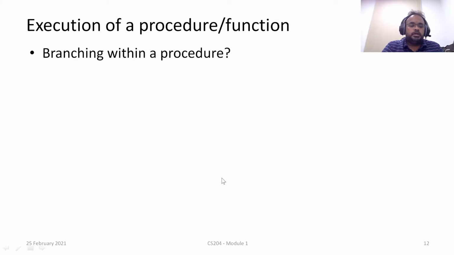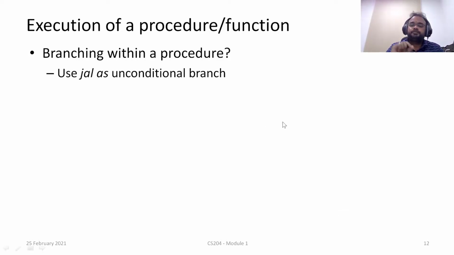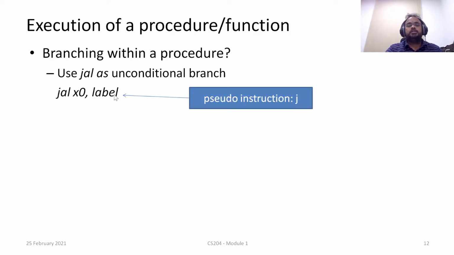Now, if we want to branch within a procedure, we have seen the conditional branches, right? Based on a condition, we jump to some location or we continue our execution. In the same way, we can use JAL, JALR also, but here there is no condition. It is an unconditional jump. In fact, we can use JALR also, but then you need the value of where to jump to in a register. That would be a tricky point to get. So instead, we can use JAL and jump to the label of that particular instruction. So JAL X0 and label. This is the pseudo instruction J that you would have seen in lab 1.